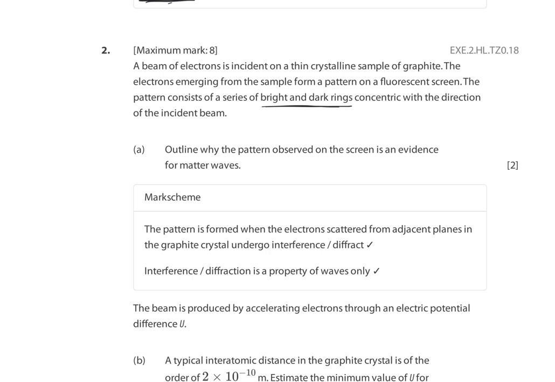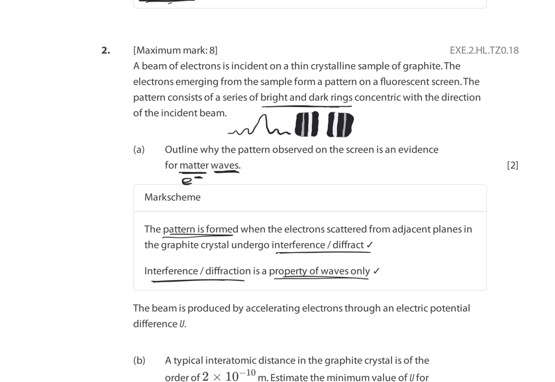Because we're talking about electrons here for matter. And why is it evidence of waves? Because of a diffraction pattern. Diffraction is a property of waves only, and the pattern that is formed is an interference pattern. So if you remember the interference pattern that you get from a slit, the kind of patterns that appear on a screen, imagine the same thing as a set of concentric circles, and that's what they're talking about.